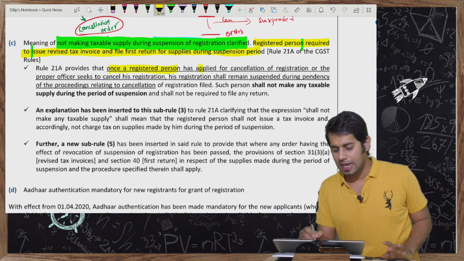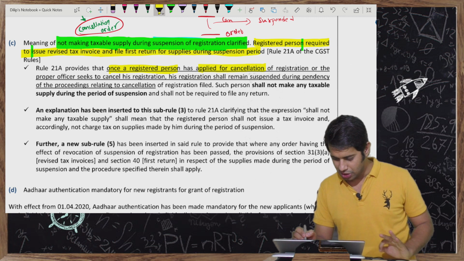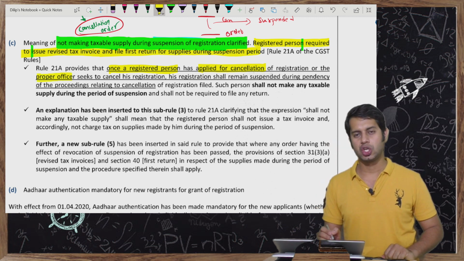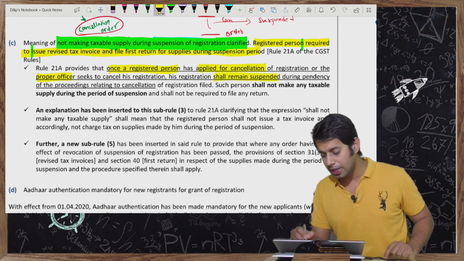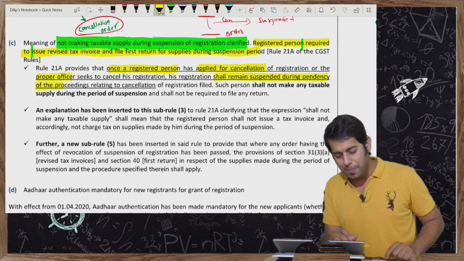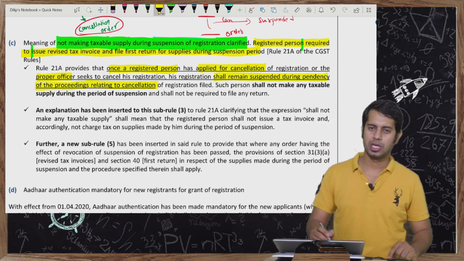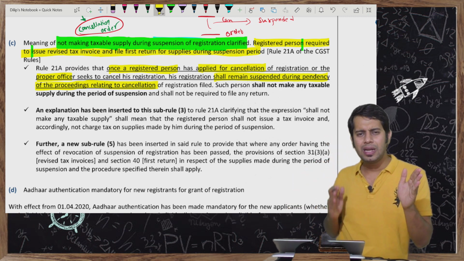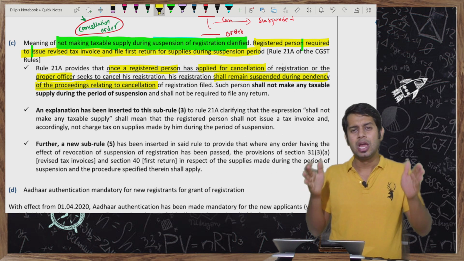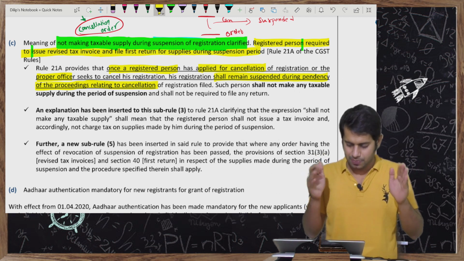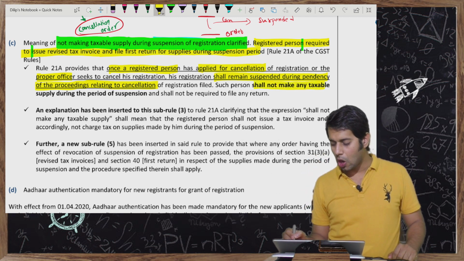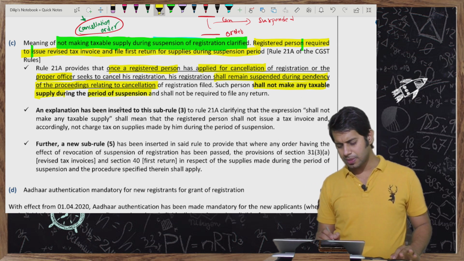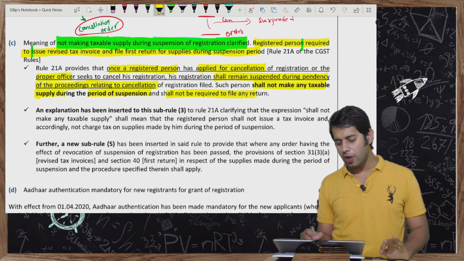Once a registered person has applied for cancellation of registration, or the proper officer seeks to cancel his registration, it shall remain suspended during the pendency of proceedings of cancellation. During this pendency, from the date when you have applied till the date of final order for cancellation, your registration will be treated as what? Suspended. Such person shall not make any taxable supply during the period of suspension and shall not file any return.